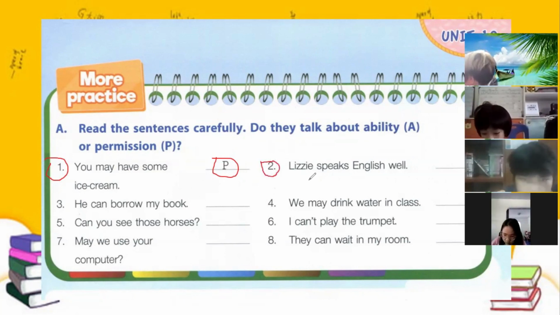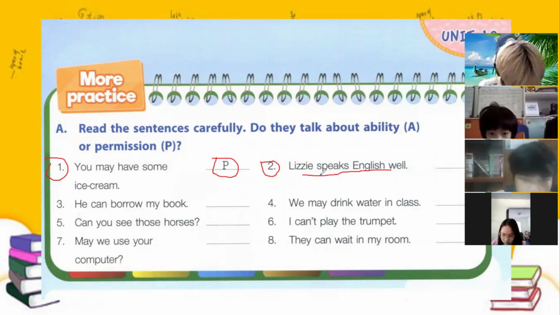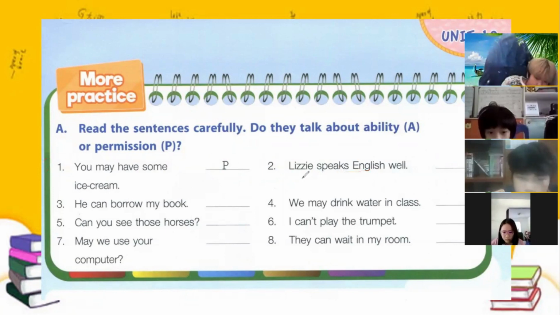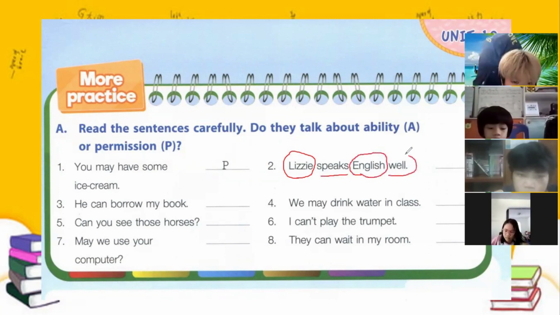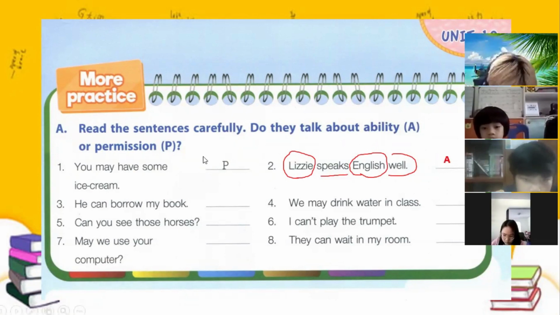Now sentence number 2, anyone can tell me what this sentence is about? It's about ability or it's about permission? As you can see here, Lazy speaks English well, right? So here they're talking about the subject, the person. Lazy is the person. What is her ability? What can she do? She can speak English well. So that one is ability. Not every person can speak English well. A person who can speak English well has the ability. She has skill. So sentence number 2 is A, ability.